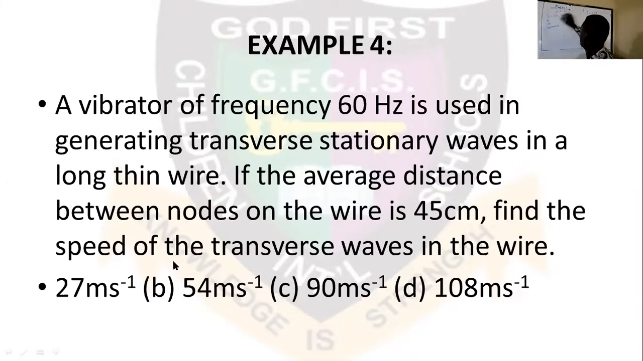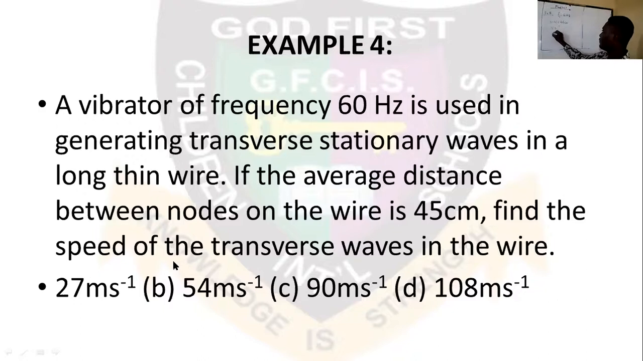We are going to write out the parameters given to us, example 3. We are given the vibrator frequency, 60 Hz, so frequency is what? 60 Hz, used to generate transverse stationary wave in a long thin wire. If the average distance between nodes, so distance between nodes is what? 45 centimeters. Find the speed. We are looking for V. We are looking for the speed.